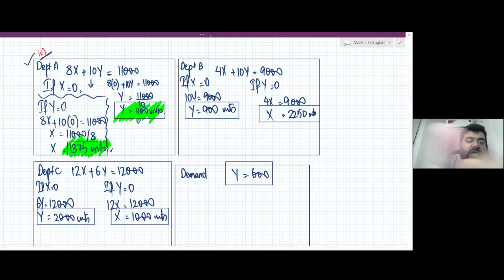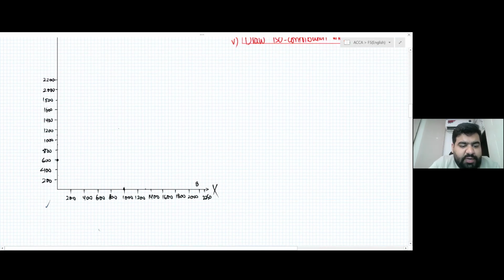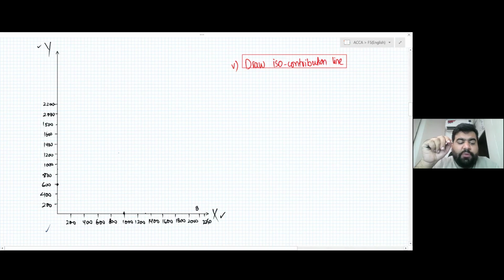Now I have made the graph. Just focus on it. If you see in the graph, one side is product X, and one side is Y. That was the reason I told you that only two products can be solved through linear programming, because you have to make one x-axis and one y-axis. If there are three products, where will you make the line? So only two products can be dealt with in linear programming.